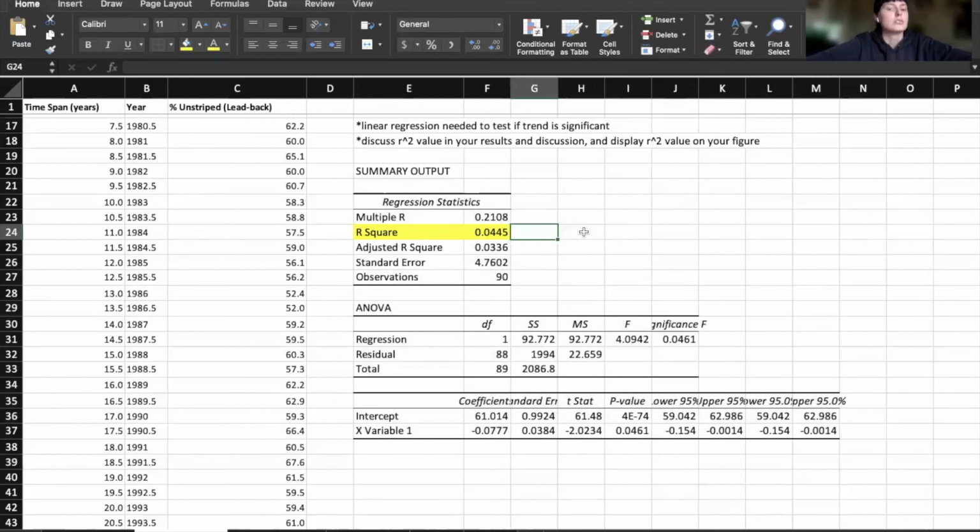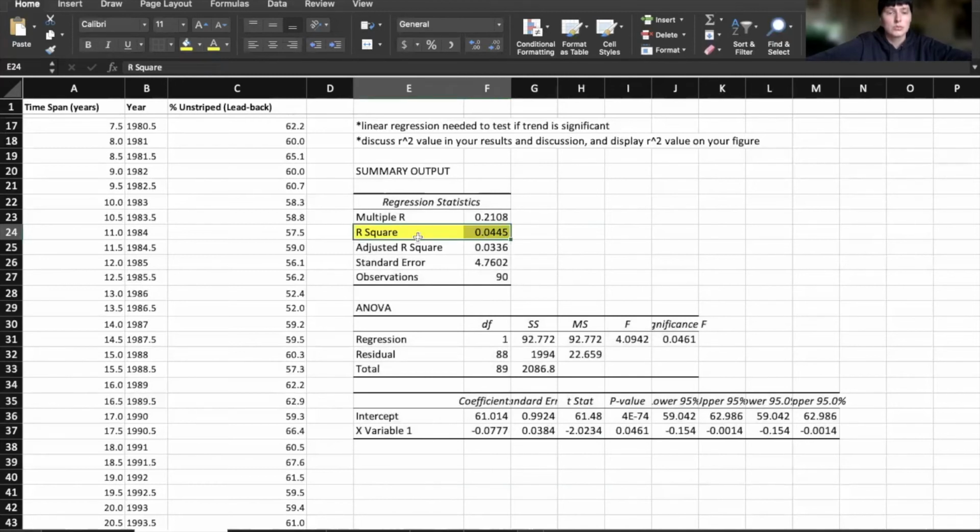If it's 50%, you know, it's kind of ambiguous. You can look at significance values and p-values to see how reliable your data is. These are all relatively small, so this is reliable.